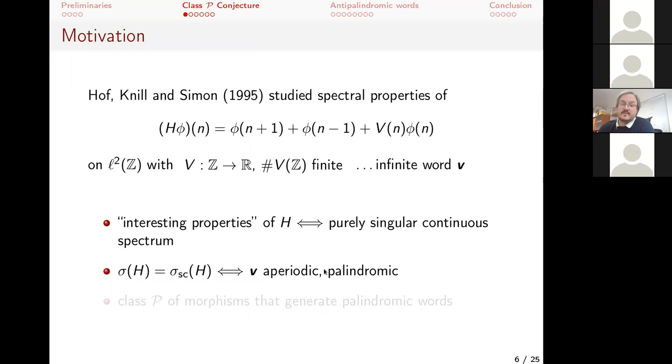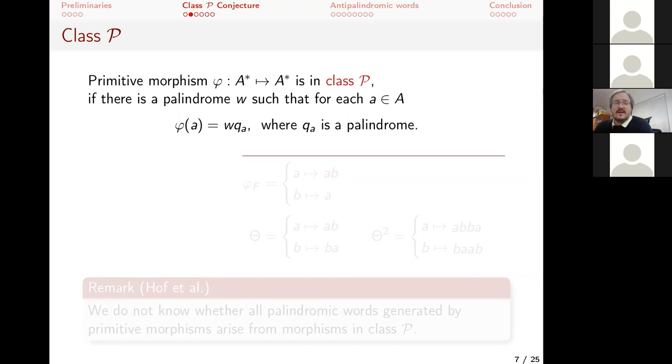And they defined a whole class P of morphisms that generate palindromic words. So how does this class look like? Well, class P is a class of primitive morphisms. A morphism phi is in class P if there exists a palindrome W such that the image of every letter a in our alphabet A is a concatenation of this common palindrome W with a palindrome Q_a, and this Q_a can be different for different letters. So, for example, our known Fibonacci morphism is in class P. The common palindrome W here is played by the letter a, and then the palindrome for the letter a, so Q_a, is just the letter b. And the palindrome for the letter b, so Q_b from the definition, is the empty word.